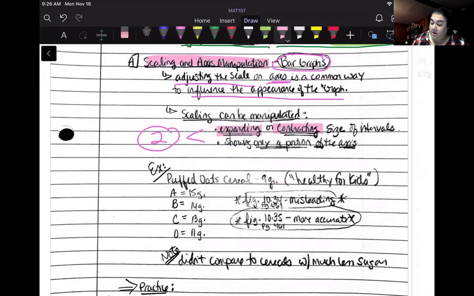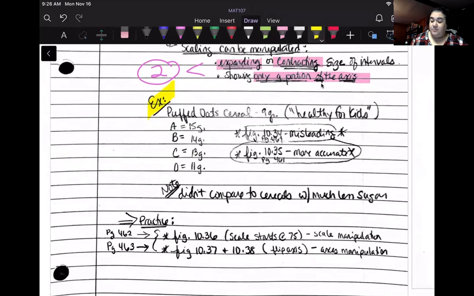Okay. Or you can show only a portion of the axis so that you only show the part that's interesting to you. For example, in your textbook, and I'm going to show you those graphs in a minute, you're going to see that there were two graphs that talked about puffed oats cereal and whether or not it was a healthy cereal for children. And you're going to see that the graph on page 461, graph 10.34, is misleading, and you're going to see that the graph on page 461, graph 10.35, is actually more accurate.